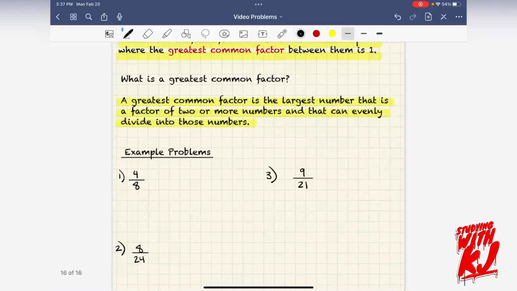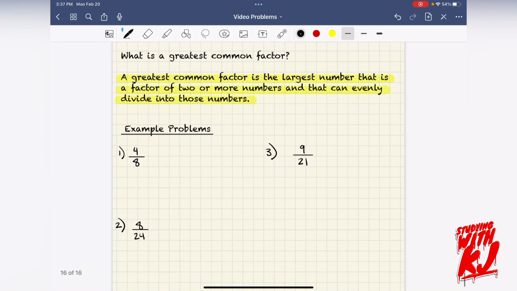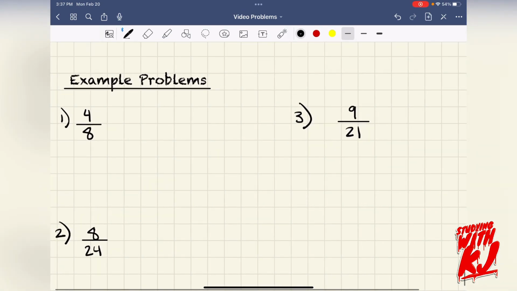So example 1, 4 over 8. Now in order to reduce that into its simplest form, our first step is to find all the factors of both 4 and 8. So let's write 4 and 8 at the bottom. Our first two factors of 4, we know off the bat, are 1 and 4, because 1 times 4 gives you 4, and you can divide 1 and 4 into 4 evenly. Our last factor of 4 is 2, because 2 times 2 gives you 4, and you can divide 2 into 4 evenly.